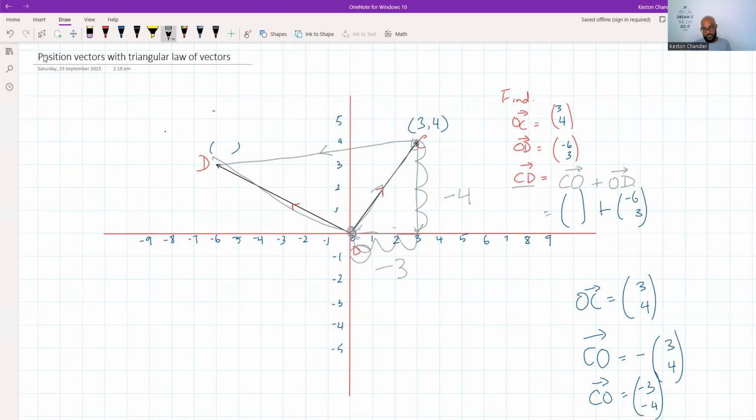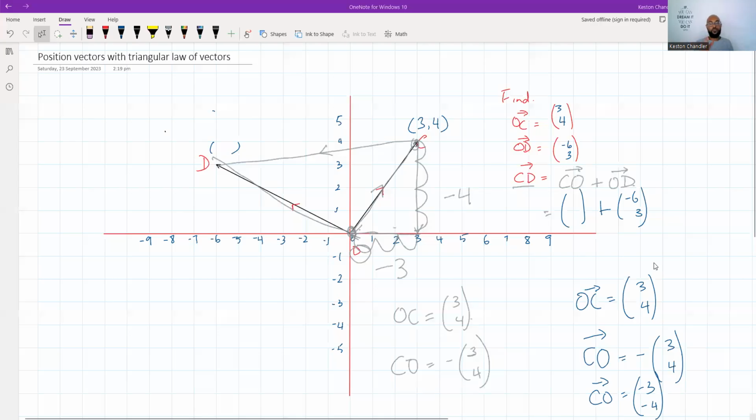So that's why I say, if we want to get in the opposite direction, so if we know OC is a positive movement this way, and I want to get CO, which is the opposite direction, then I'm going to put minus 3, minus 4. If you're going in the opposite direction, that's why I say we just take the OC that we already have and we drop a minus sign in front of it, and that automatically changes it to CO. Does that make sense now?